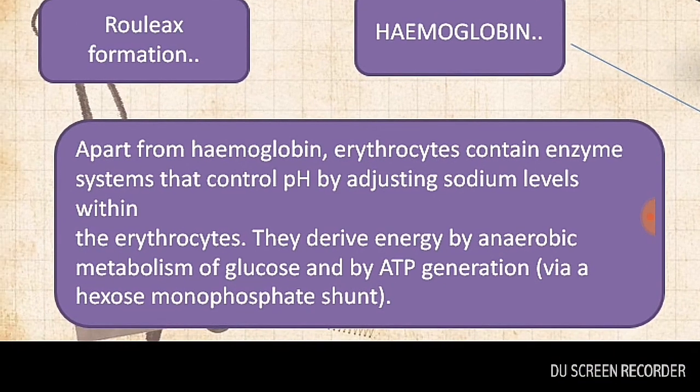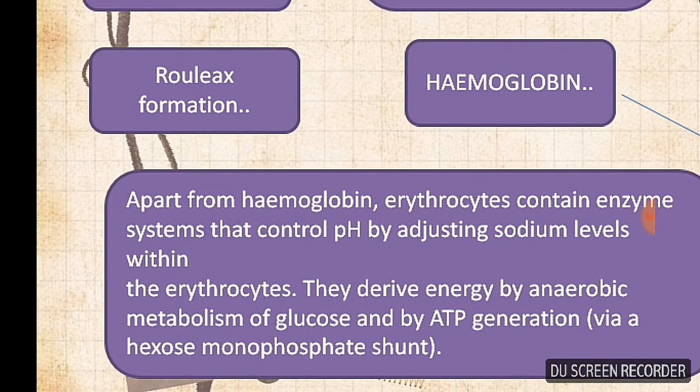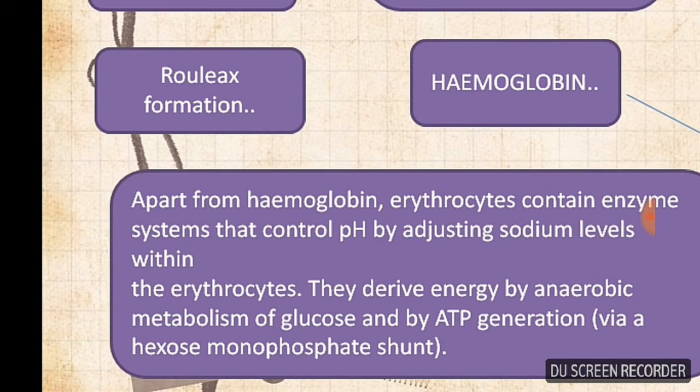And then apart from hemoglobin, erythrocytes also contain enzyme systems. These enzyme systems control the pH by adjusting the sodium levels within these erythrocytes. So within the erythrocytes, keeping aside the hemoglobin, we also have enzyme systems. And what do these enzyme systems do? They control the pH. How? By adjusting the sodium levels within these cells.